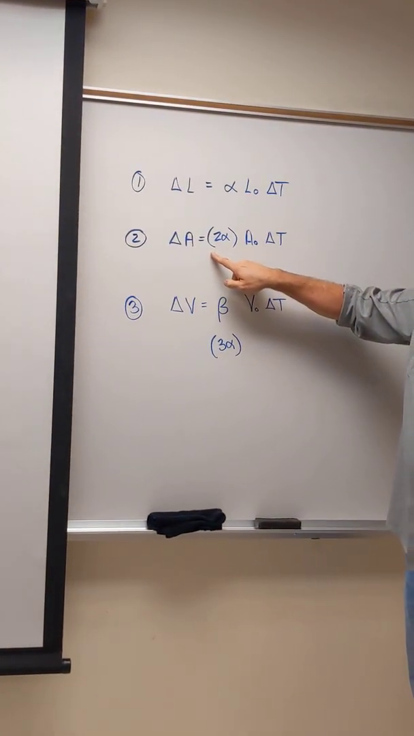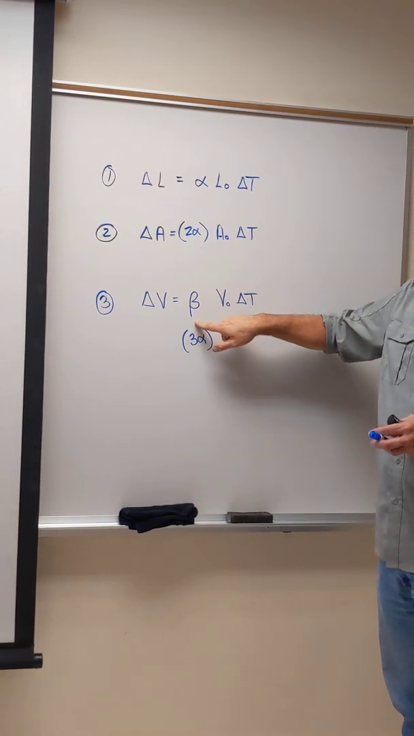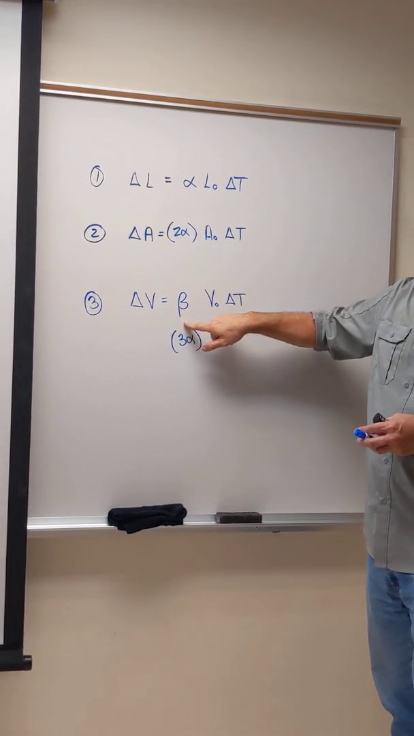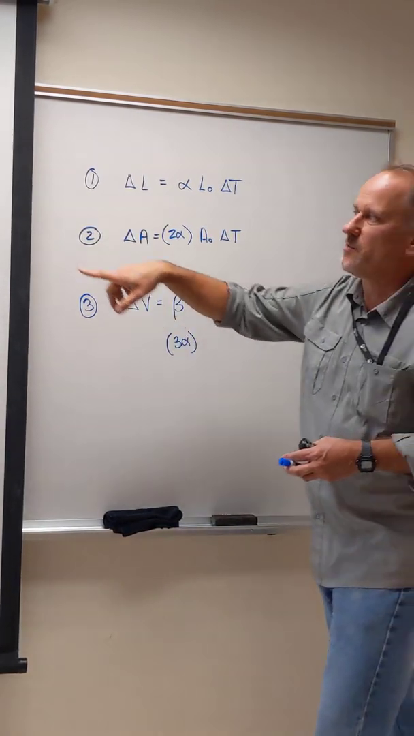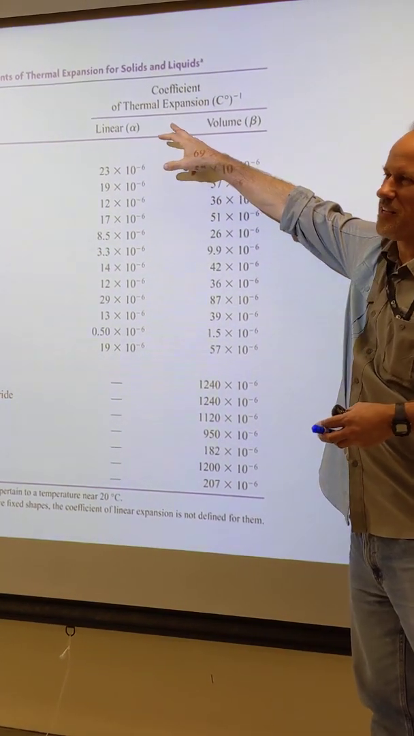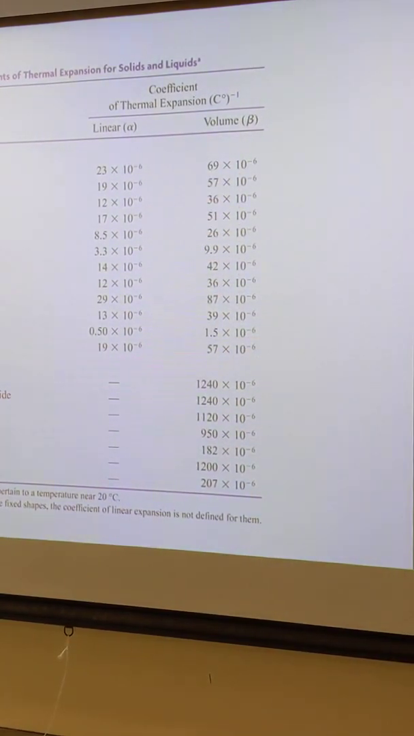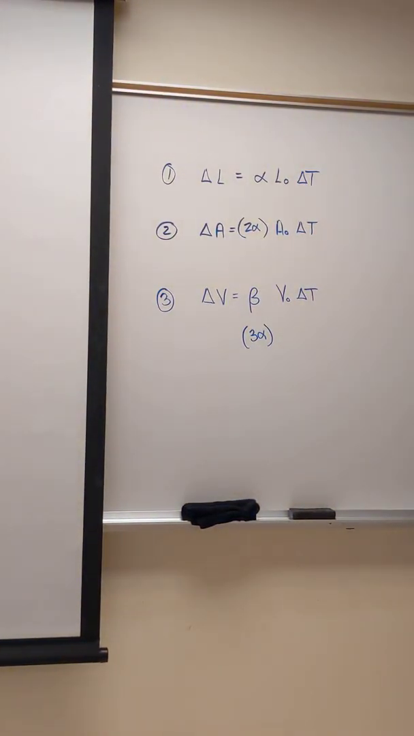So the point is, if you know alpha, you can find the area expansion of something that would only expand in 2 dimensions or shrink in 2 dimensions. You can also find the volume expansion by simply taking alpha and multiplying it by 3 for the volume expansion coefficient. They typically call this guy beta. To be honest, I don't know what the Greek letter is for area expansion, but it's 2 alpha. Isn't that kind of cool?